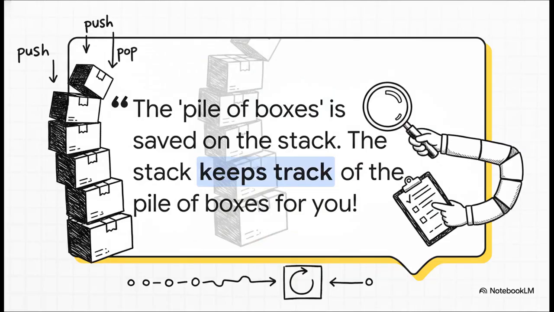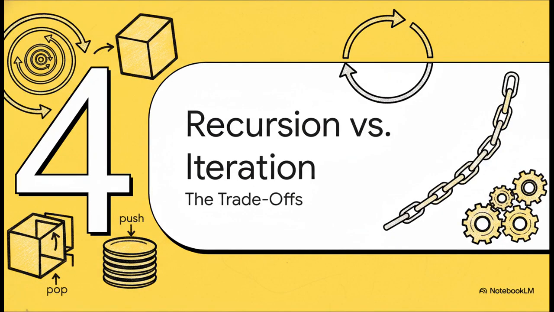So let's circle all the way back to our pile method from the beginning. With recursion, we don't need to build that pile of boxes ourselves. The call stack is the pile. It's the computer's own memory system for keeping track of all those nested tasks for us. Pretty cool, right? All right, so now we get the mechanics.